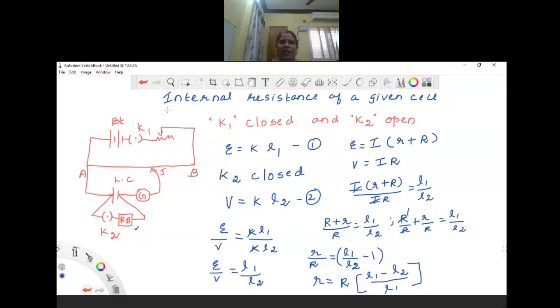And this internal resistance will also change over a period of time, because in the previous class we discussed the factors on which internal resistance depends. The internal resistance of the given cell depends on the length, that is the separation between the two electrodes, on the area, and also on the nature of the electrolyte and electrodes.